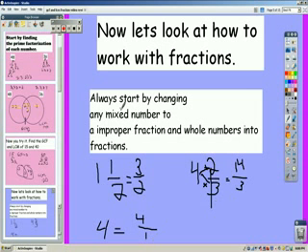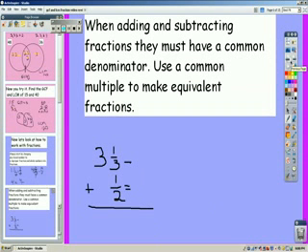Because anything divided by 1 is 1, and that, after all, is what this fraction bar means. Now let's look at adding fractions, because adding and subtracting fractions is the basic. You've been doing it for a very long time now.